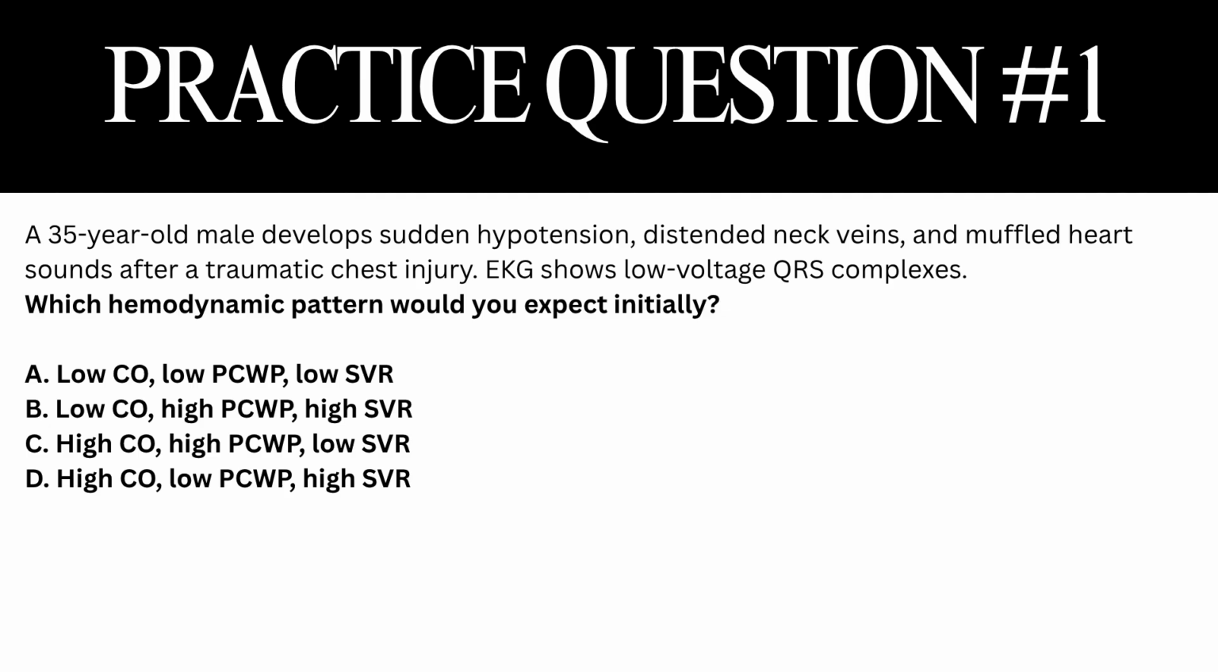Now let's do some practice questions to test your knowledge. First one, a 35-year-old male developed sudden hypotension, distended neck veins, and muffled heart sounds after a traumatic chest injury. His EKG shows low voltage QRS complexes. Which hemodynamic pattern would you expect initially? Pause the video if you need more time.